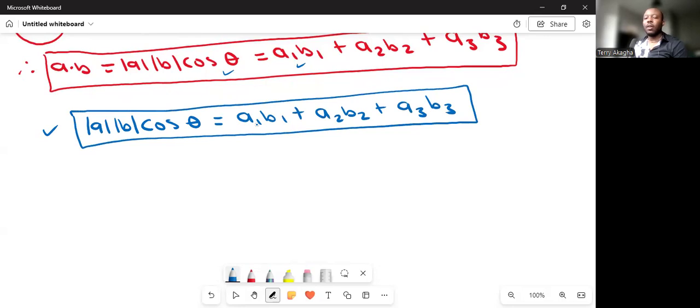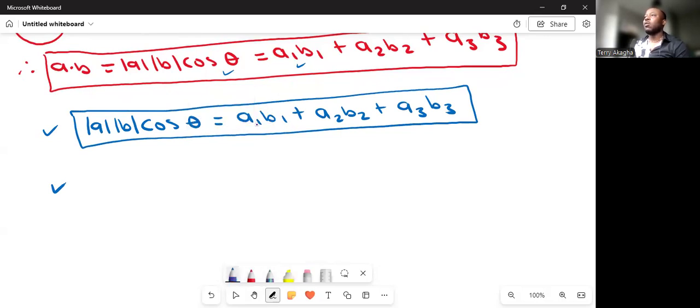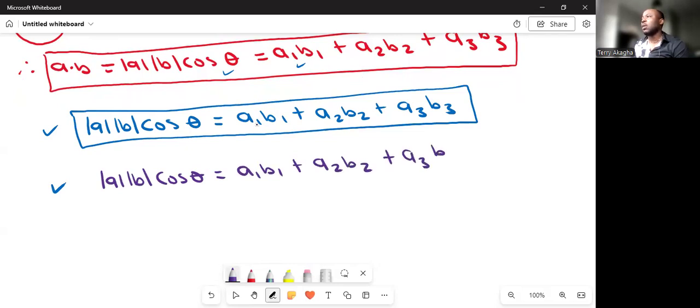Also, if I want to find the theta, cos theta, it's the same thing. To get the cos theta, we can play around with this. If I want to look for the cos of the angle between both of them, I can say if magnitude of A, magnitude of B, cos theta is equal to A1 B1 plus A2 B2 plus A3 B3, okay?